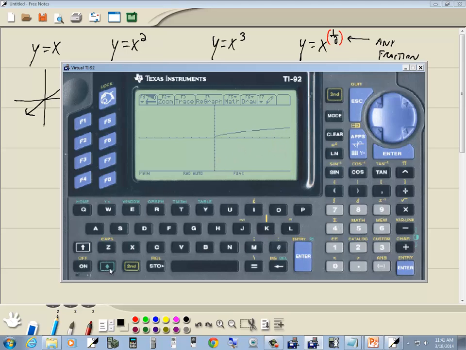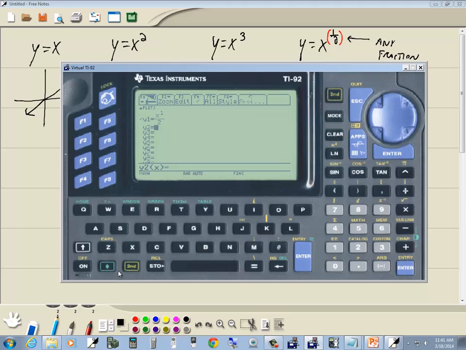So I'm going to go back to my y equals. I do diamond W, do an up arrow to y1, press clear. Then I do my x, and then caret, then 1 divided by 2. Press enter. Notice we got a problem right there. Without the parentheses, it thinks I wanted x to the first power divided by 2.